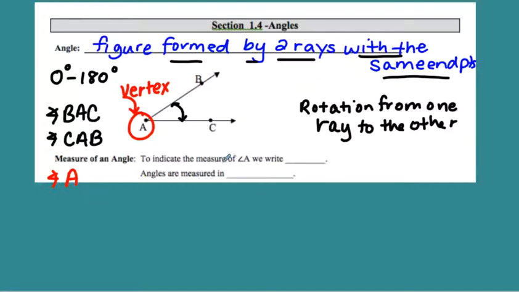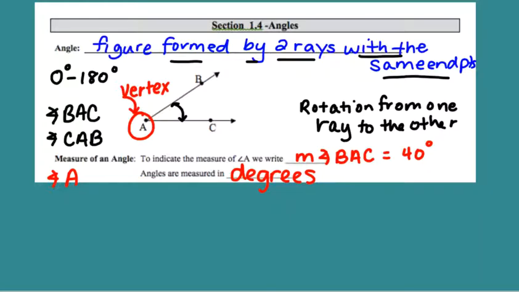If I want to find the measure of the angle, we'd put a little m in front of it and say the measure of angle BAC. And that's going to be the actual measure of it. So I might say the measure of angle BAC is 40 degrees, okay? And we have to remember that angles are always measured in degrees. So they're measured in degrees.